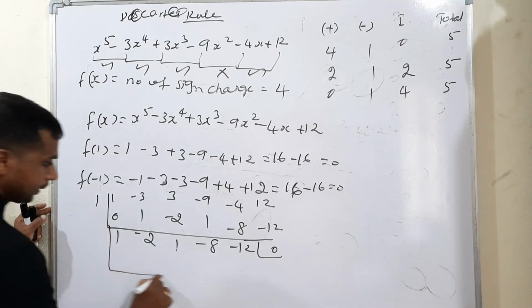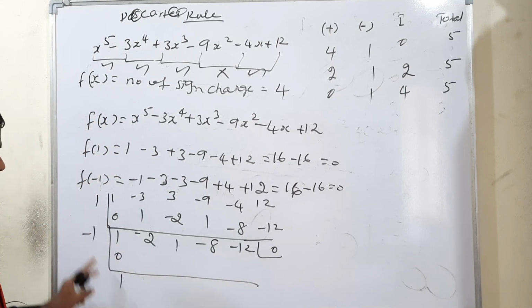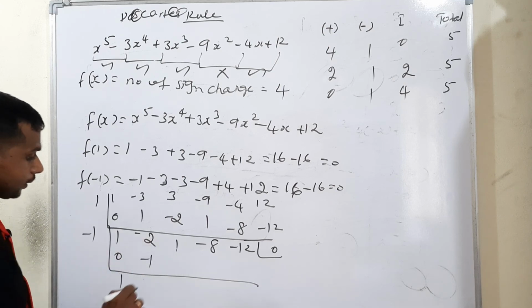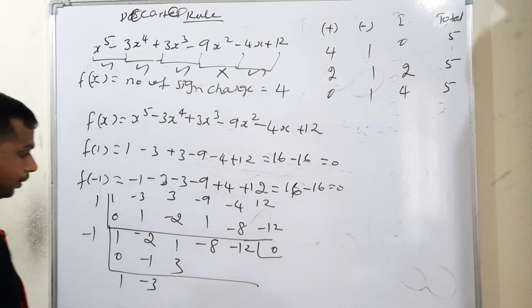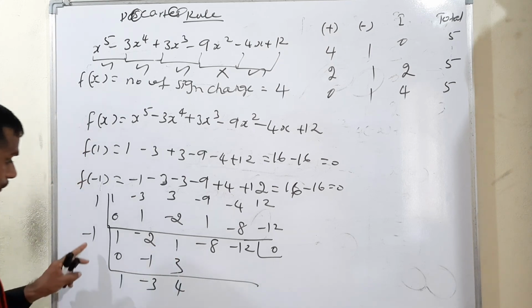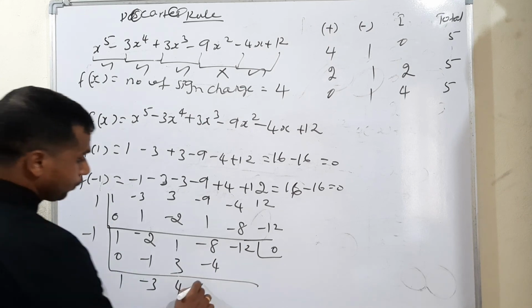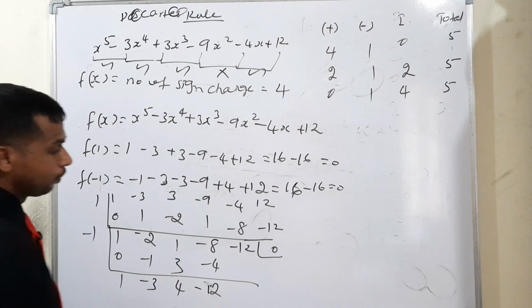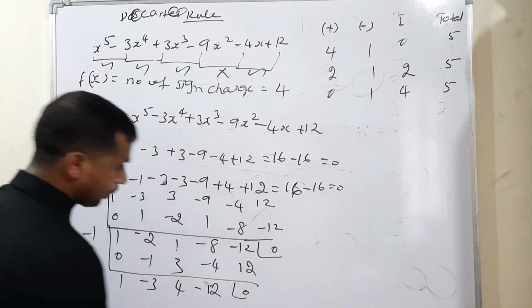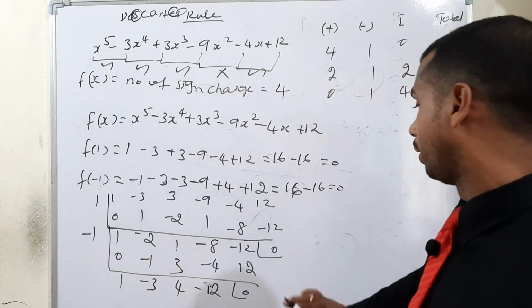Next case, negative 1 means again 1 plus 0 is equal to 1. Minus 1 into 1, minus 1. Minus 2 minus 1 is equal to minus 3. Minus 1 into minus 3 means positive 3. 1 plus 3 is equal to positive 4. Minus 1 into 4 means minus 4. Minus 8 plus minus 4 is equal to minus 12. Minus 1 into minus 12 means positive 12. So we have 0. So we have the 1 and minus 1, two roots already we got it.